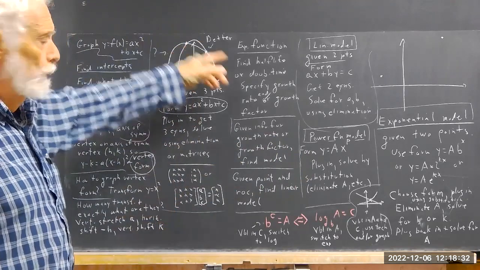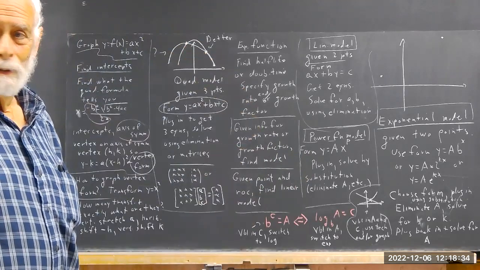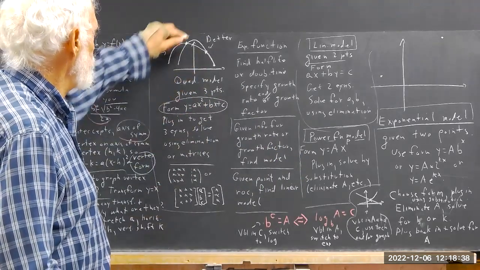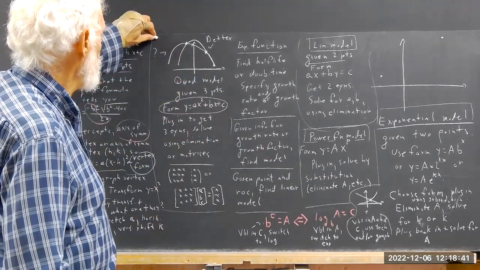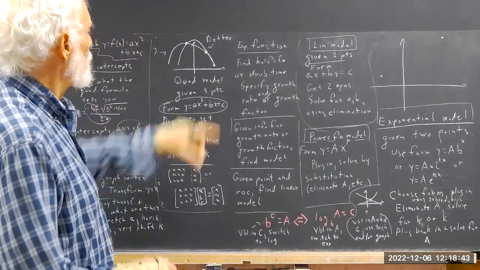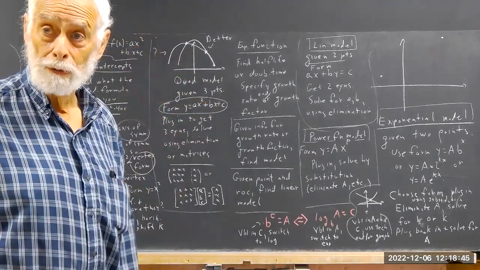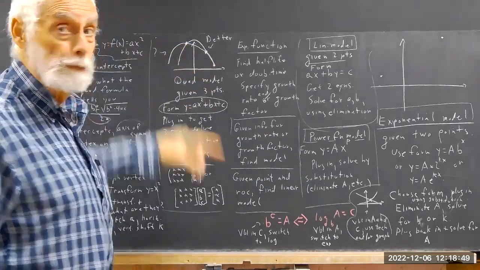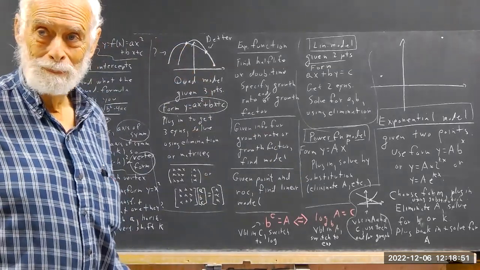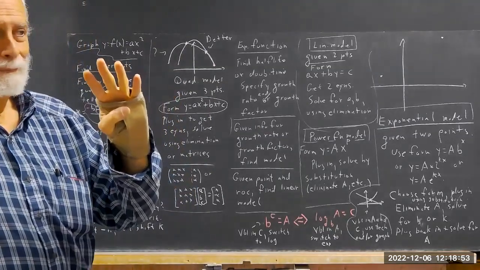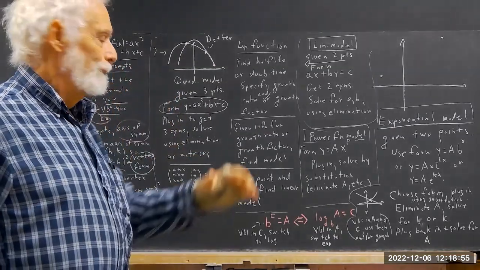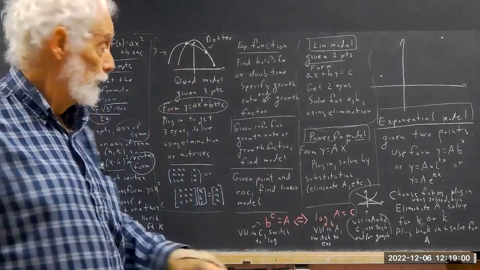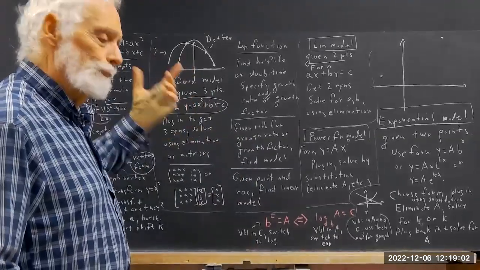Now just a comment on something. What if we have 4 points? If the 4 points were here, here, and here, there's no quadratic function that goes through those 4 points. There's only one quadratic function that goes through these 3, and it doesn't go through this one. If you have 4 points, you'd use a polynomial of one higher power.